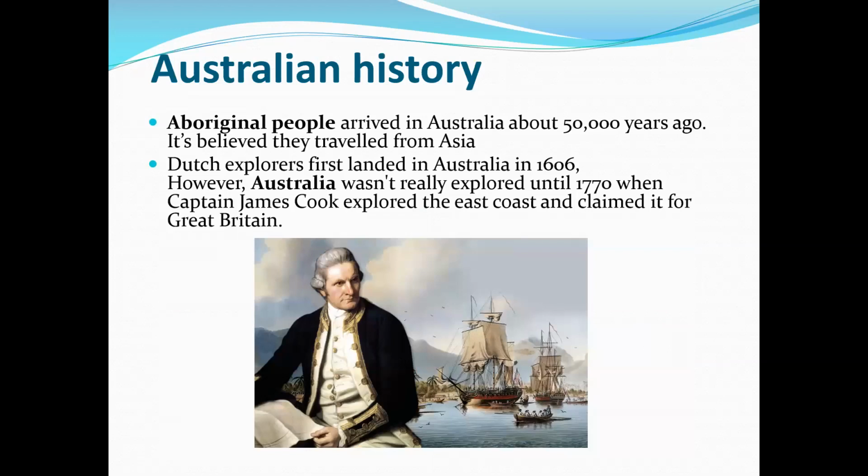The first people who arrived to Australia were Aboriginal people. They arrived here about 50,000 years ago. It's believed that they traveled from Asia. Dutch explorers first landed in Australia in 1606. However, Australia wasn't really explored until 1770. Captain James Cook traveled to the east coast and claimed this country for Great Britain.